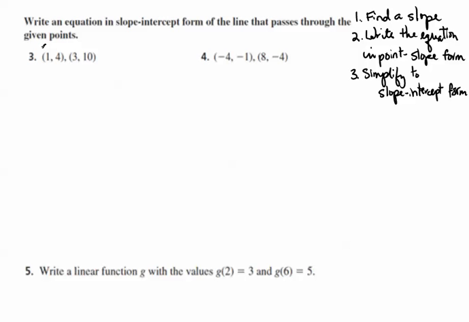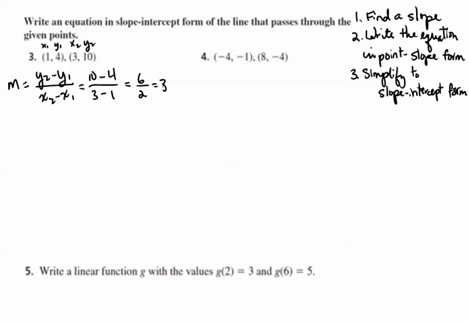First thing that I would like to do, label my points x1, y1, x2, y2. And from there, I'm going to find a slope. M is equal to y2 minus y1 over x2 minus x1. y2 is 10 minus y1 is 4. x2 is 3 minus x1 is 1, and so that gives me 6 over 2, which is a slope of 3.